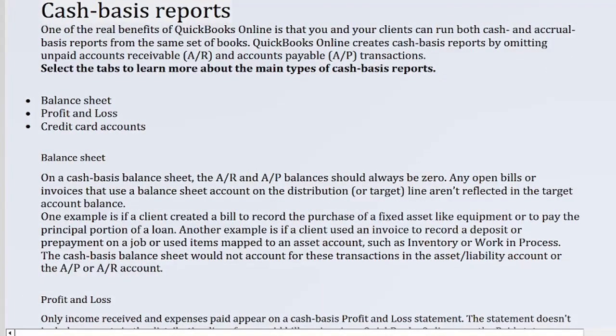One of the real benefits of QuickBooks Online is that you and your clients can run both cash and accrual basis reports from the same set of books. QuickBooks Online creates cash basis reports by omitting unpaid accounts receivable, A/R, and accounts payable, A/P, transactions. Select the tabs to learn more about the main types of cash basis reports. Balance sheet, profit and loss, credit card accounts.